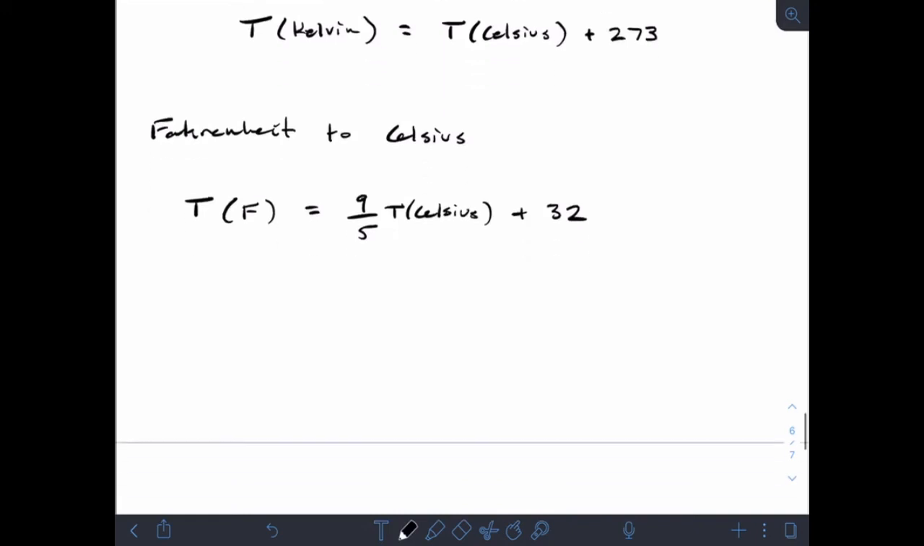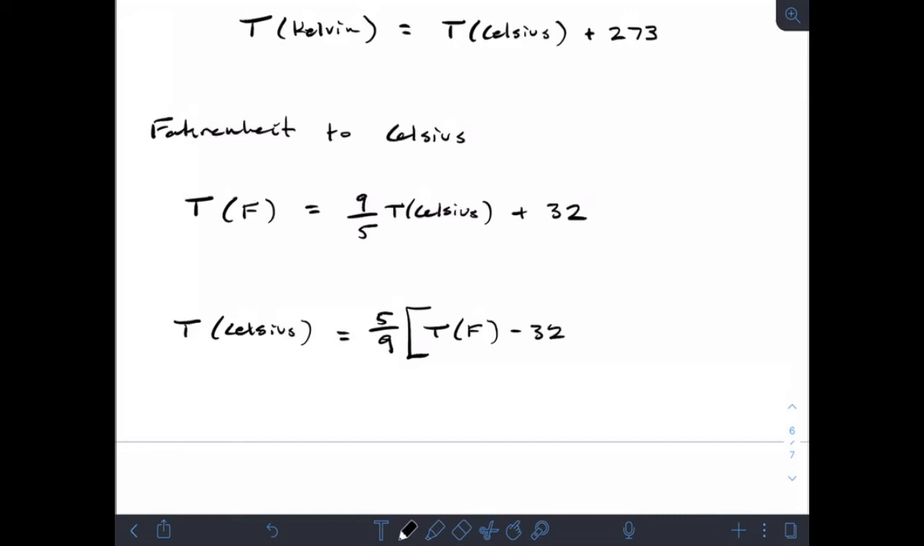All right. Now to go the other direction, temperature in Celsius equals 5/9. And here, you need a parenthesis or a bracket. You need to separate this part. Temperature in Fahrenheit minus 32. Right? This piece has to be done first, okay, before you multiply by 5/9.